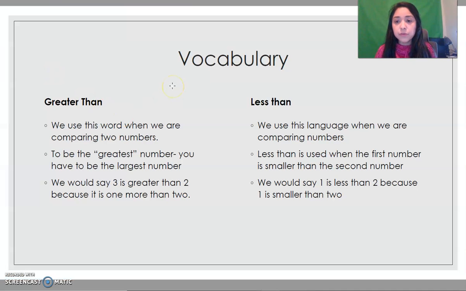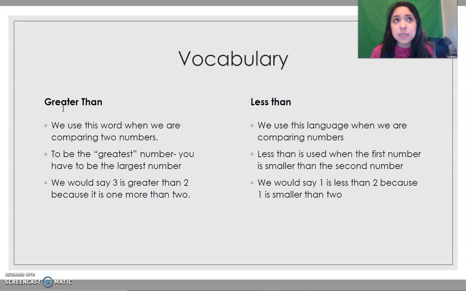So some of the vocabulary that is going to be new to us this time is greater than. So we use the word greater than when we're comparing two numbers. So to be the greatest number, you have to be the largest number. One example of how we would use greater than is we would say 3 is greater than 2 because it is 1 more than 2. So we use greater than when we're comparing numbers.